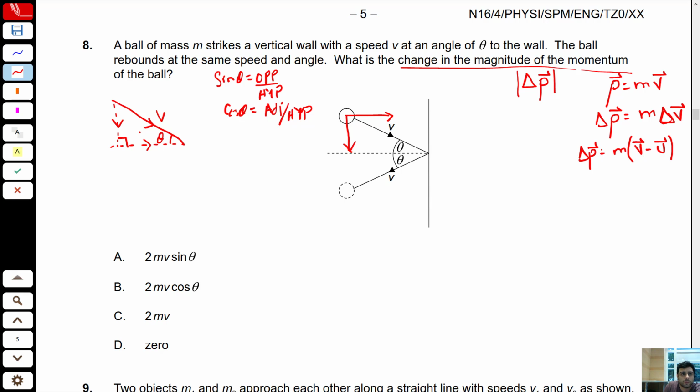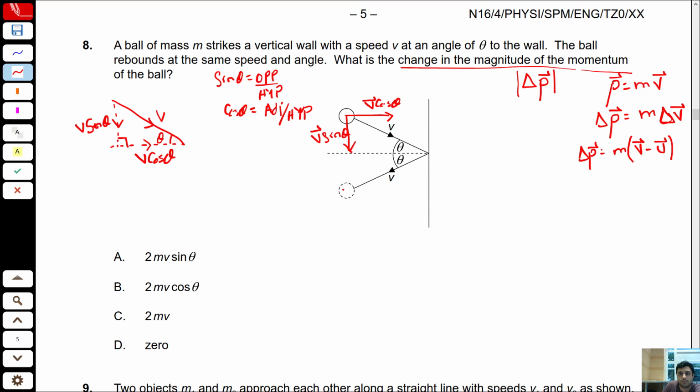So if you observe, this is the hypotenuse, and this is the opposite. So this one will be v sine theta. Opposite over hypotenuse we will use sine, and adjacent over hypotenuse will be the cosine. So we have our two components. The horizontal component is given by v cos theta, whereas the vertical component is given by v sine theta.